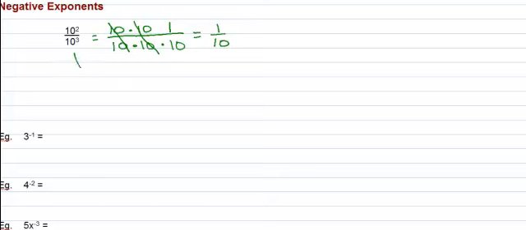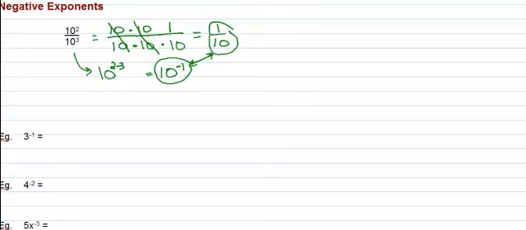Now let's go ahead and do that same problem using the exponent rule. And that tells us that when we are dividing, we subtract the exponents. So that's actually 10 to the negative 1. So what this tells us, using two different methods that are both perfectly legal, is that these things are equal to each other.